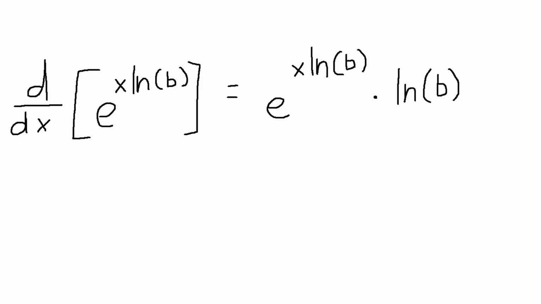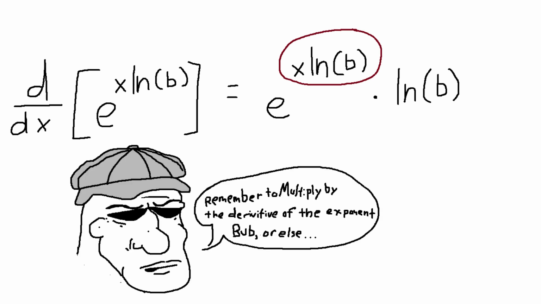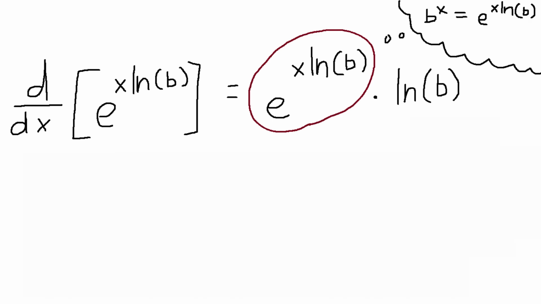Taking the derivative of e to the x natural log b would give us e to the x natural log b times natural log of b. Remember, when taking the derivative of e to some power, you must multiply by the derivative of the power itself. It is imperative to remember this rule when taking this type of derivative, or else you will face the dire consequences of missing points on the AP exam.